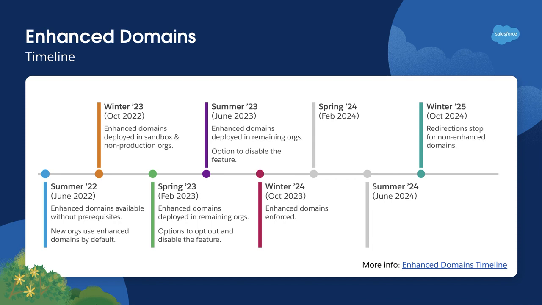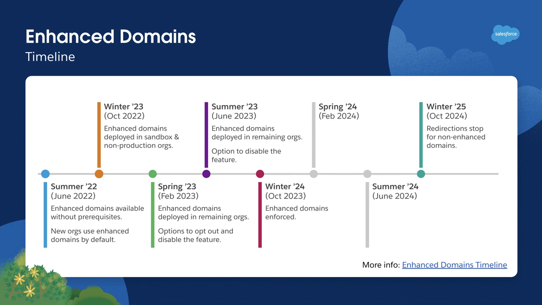And then finally, in Winter 24, enhanced domains are enforced. That means that, again, anyone without enhanced domains, it's going to be deployed for you again, and this time you can't disable it. So at this point, everyone will be using enhanced domains.